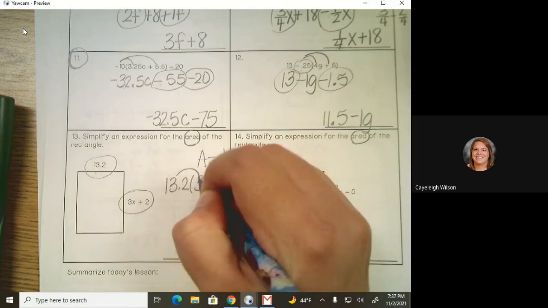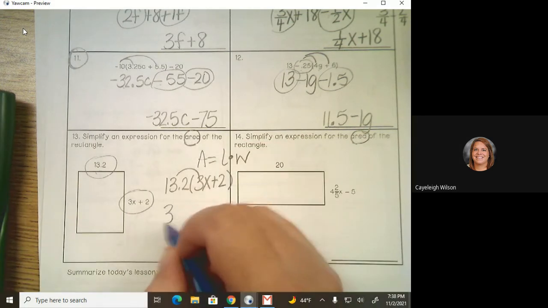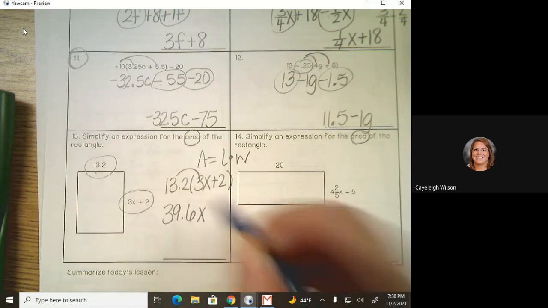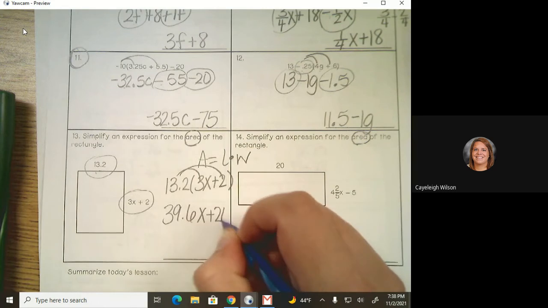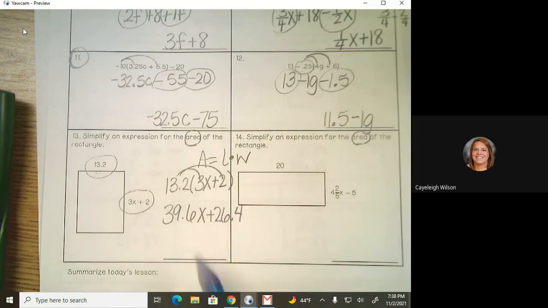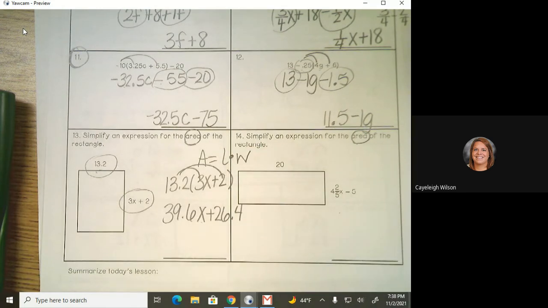So 13.2 times 3x, so 13.2 times 3, that's 39.6x. And then 13.2 times 2 is 26.4. And those are not like terms because one has an x and one does not. All right, you all do this one real quick, and then you all be able to work on the assignment.